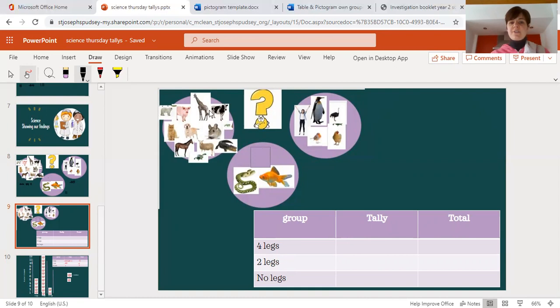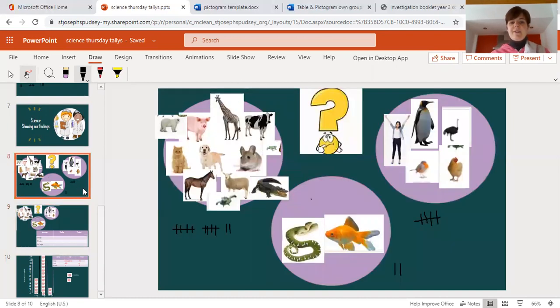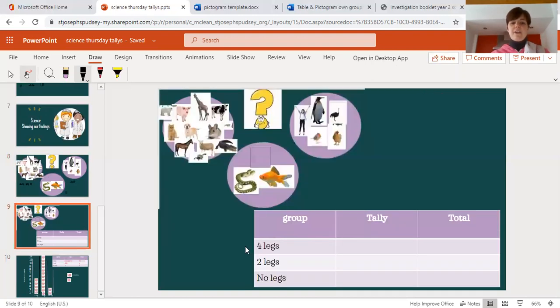So if we go back to this group up here, do you remember how many we had in that group? Let's have a look. We had 12. So our tallies go in our table. 1, 2, 3, 4, 5, 6, 7, 8, 9, 10. And how many more do I need? 10, 12, 2 more, 11, 12. So altogether I have 12, and that is what I put in the total here, because that is the total number of animals with 4 legs.